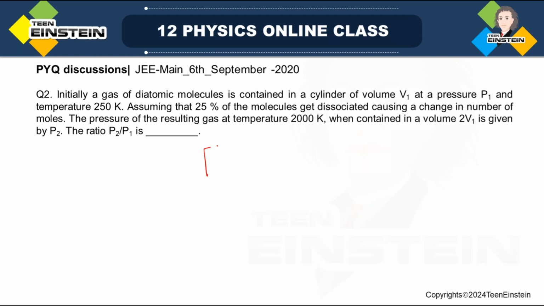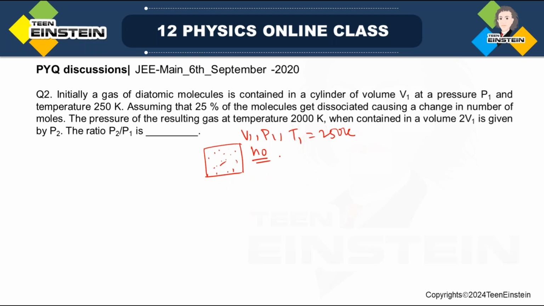Look, I have a container. Initially it was a diatomic gas. Suppose there were n0 moles of the diatomic gas, at temperature T1, volume V1 and pressure P1. Temperature T1 is given as 250 Kelvin.